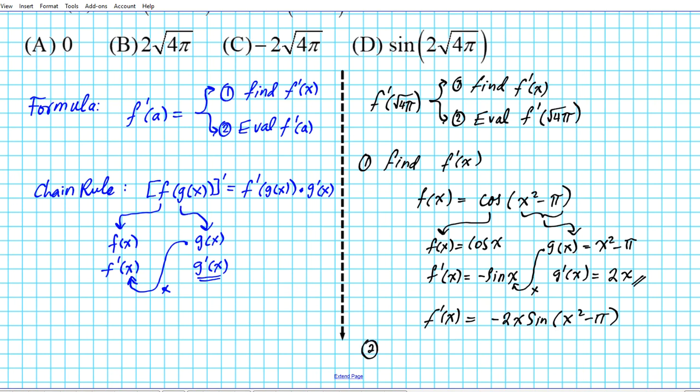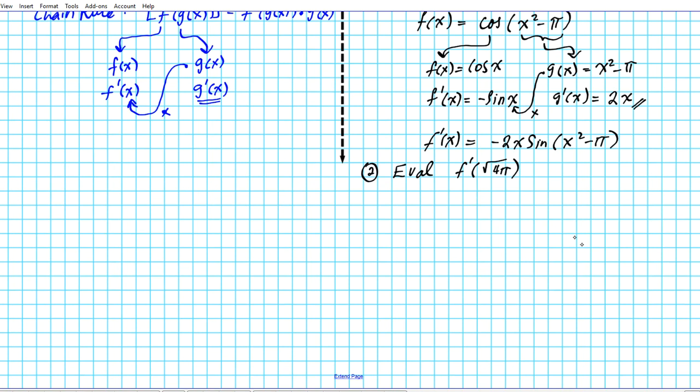Now step 2, we're going to evaluate the derivative at root 4 pi. So what does that mean? We're simply going to plug in root 4 pi into all the x's in the derivative function. So f prime of root 4 pi is going to be, so negative 2x will be negative 2 times root 4 pi, multiplied by sine of root 4 pi squared minus pi.